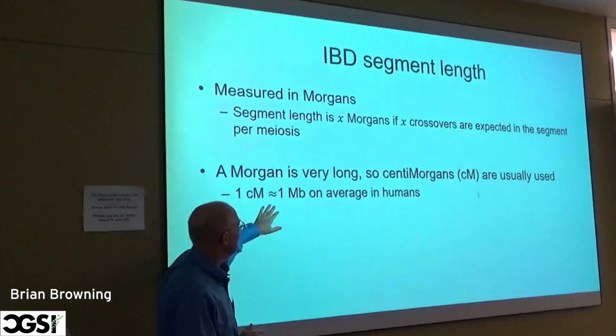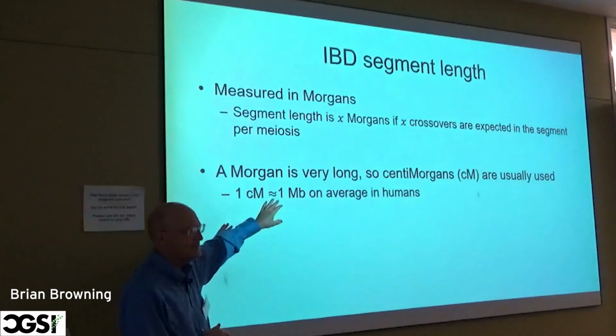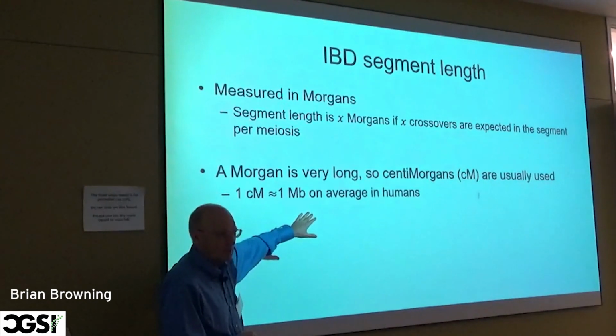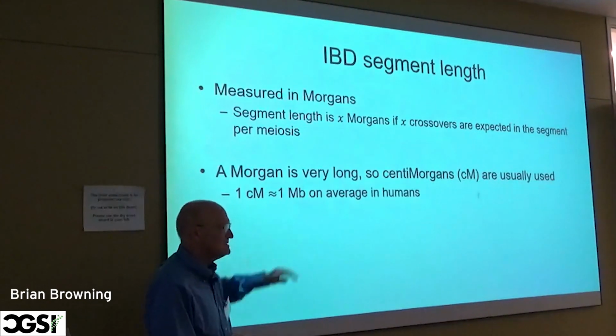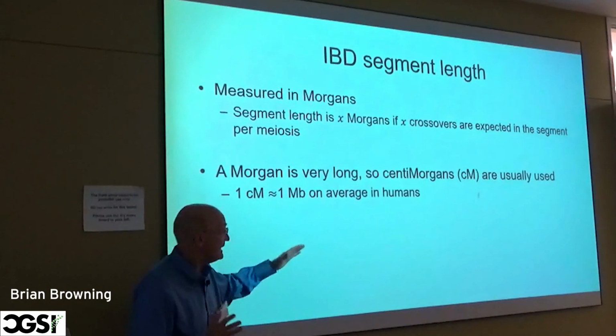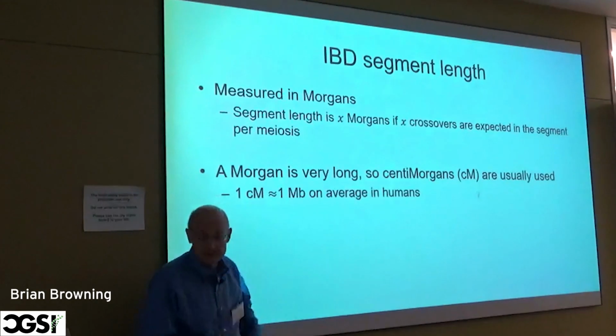And for the length of IBD segments that we can detect accurately in outbred populations, we can get down to about 2 centimorgans, but after that, the error rate starts going up. So 2 centimorgans is about the length we're looking at. That's a pretty long stretch of DNA, 2 million base pairs on average.